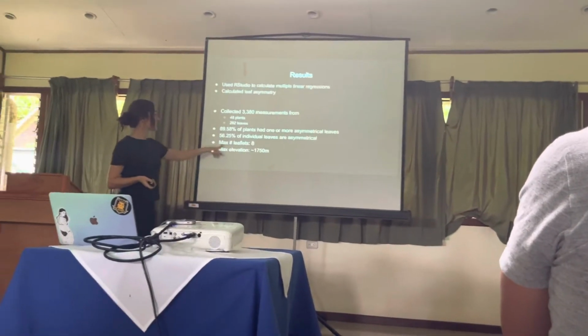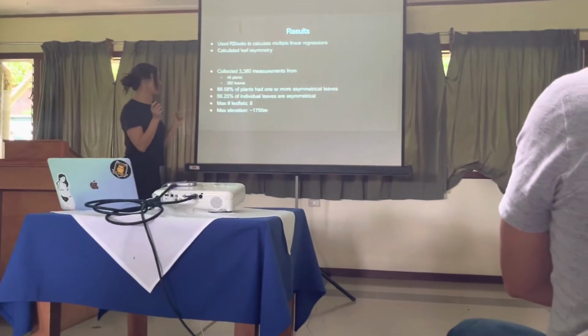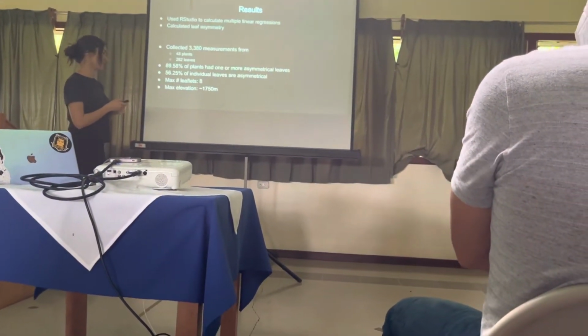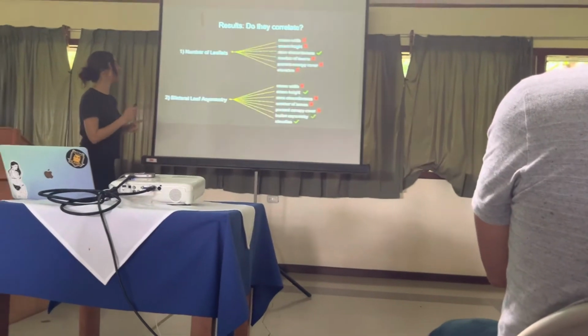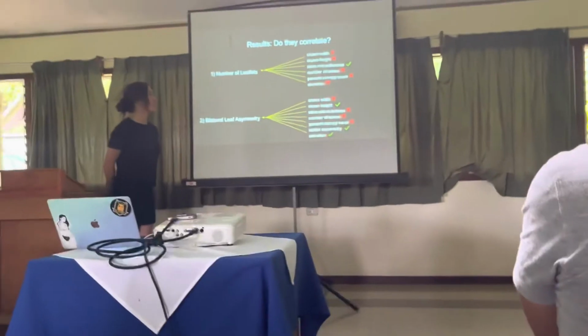The max number of leaflets we found was 8 for one side, so 15 total for a whole leaf. And the maximum elevation was 1,750 meters. So, do they correlate? This was the question, and we got an answer.